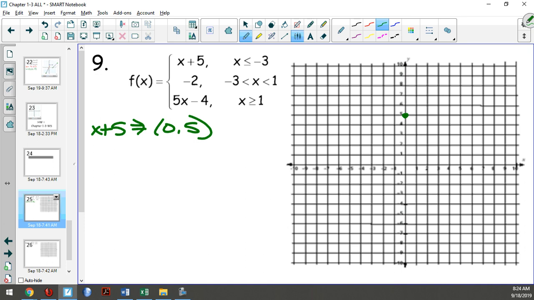Okay, now with that being said, we're going to go up one to the right one, up one to the right one, up one to the right one, then down to the left, down to the left, down to the left. Do we see my equation? When do I utilize this equation? It's less than or equal to -3. So you know what that means? I'm going to have this lovely little line.